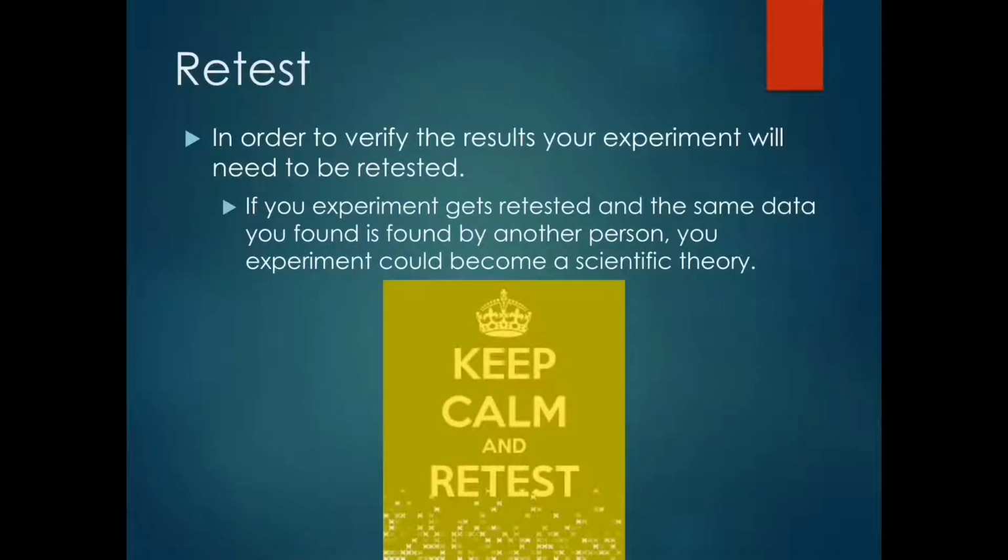And then the final part of our scientific method is the retest. So in order to verify your results in your experiment, you'll need to be able to retest your experiment. So if your experiment gets retested and the same data is found by another person, then your experiment could eventually become a scientific theory. That takes a while. It takes a lot of people to do the experiment and figure it out, but it could happen.